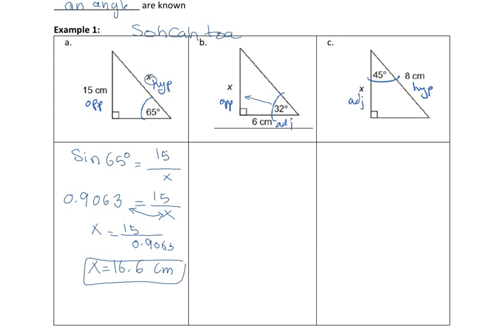So which one of these three deals with opposite and adjacent? Cosine? Tan. Tan is the one that has O and A with it. Okay? So, tan 32 equals, do I know the opposite? No. The opposite is my letter X. Do I know my adjacent? What is it? So I'm going to replace A with 6.